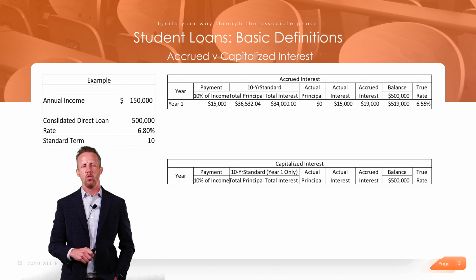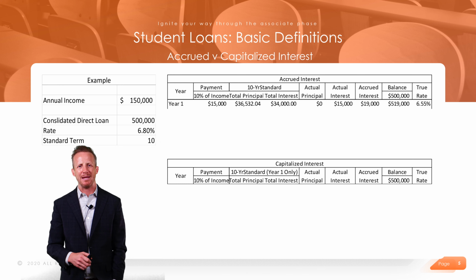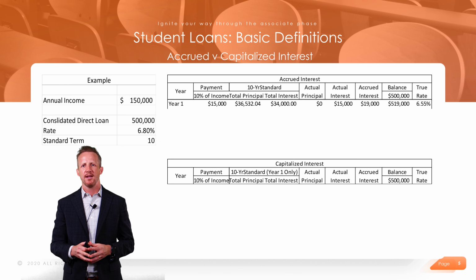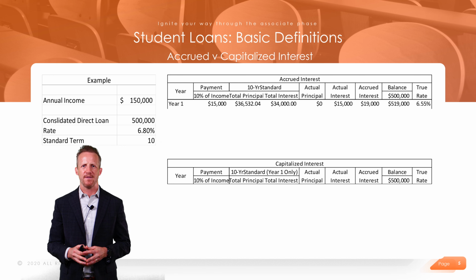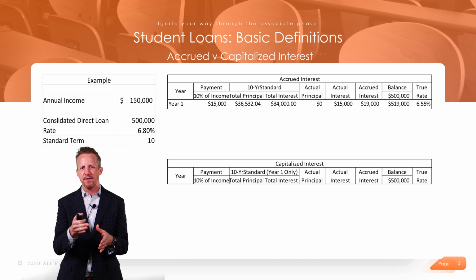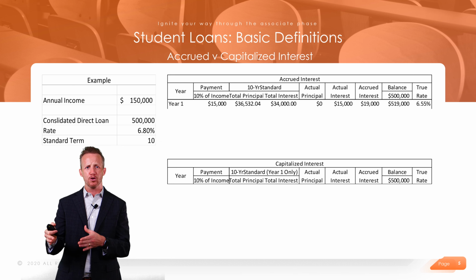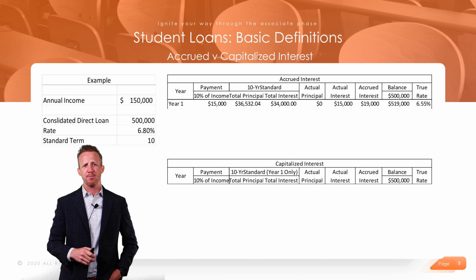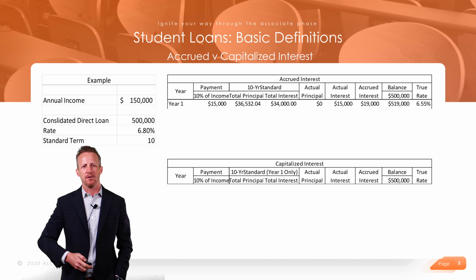Now, your interest rate was 6.8%. You see on the right it says your true interest rate was 6.55. That's only because in my simple schedule, I'm annualizing this, where in reality you'd be paying every single month for the year, and your true rate is 6.8% for that first year.